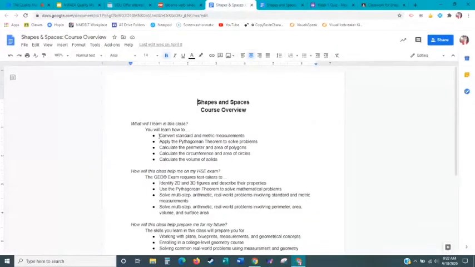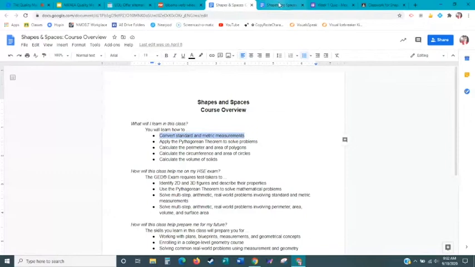So I picked a class that I've taught before, and we're just going to focus on one objective. Now, if you were reviewing a class, you would look at all of the objectives and see how they all go together. But for the sake of time, we're going to look at just one course objective. We're going to go with the first one, convert standard and metric measurements. And we're going to look at the same objectives throughout the rest of the presentation. So convert standard and metric measurements is the course objective.